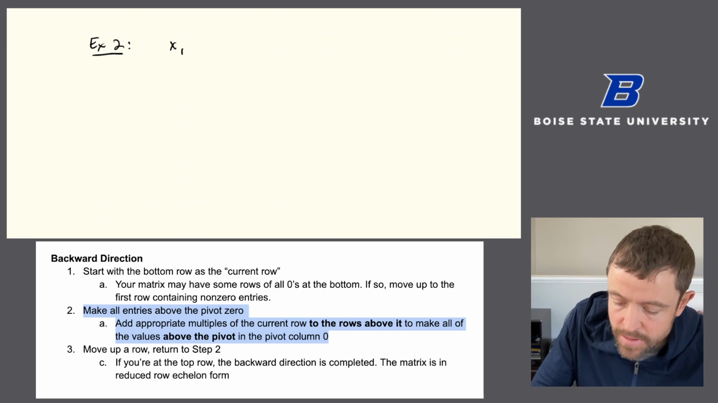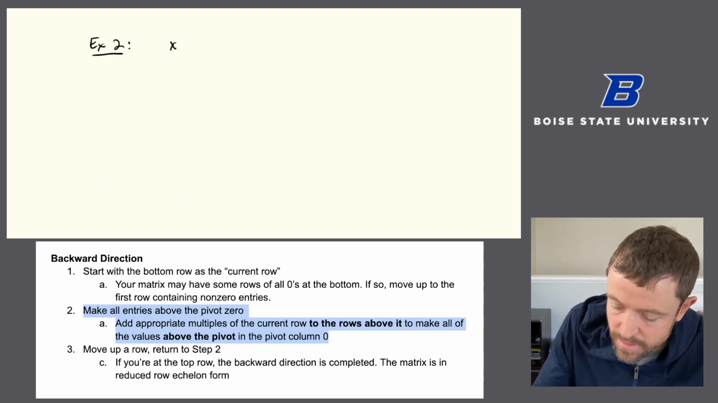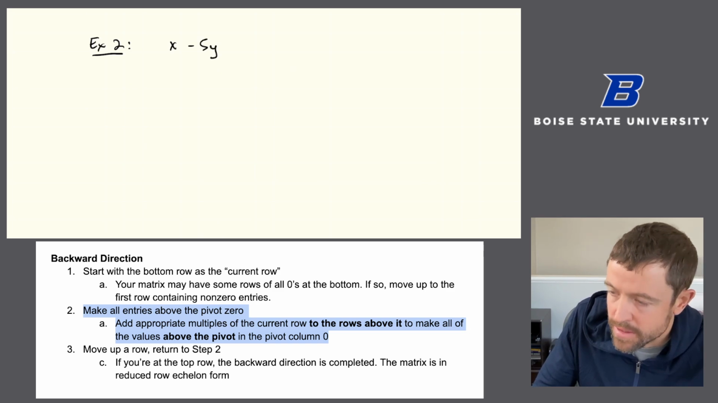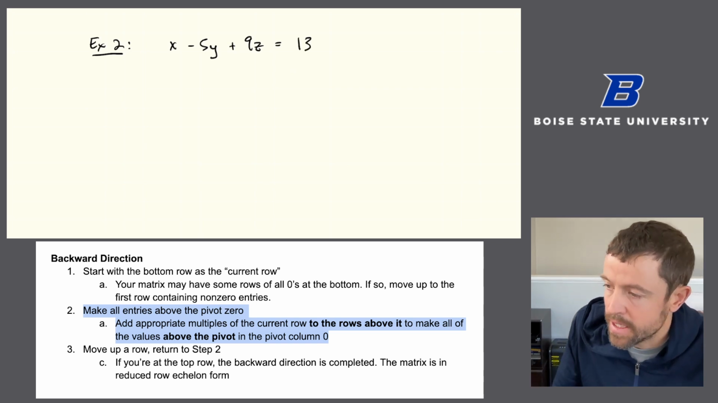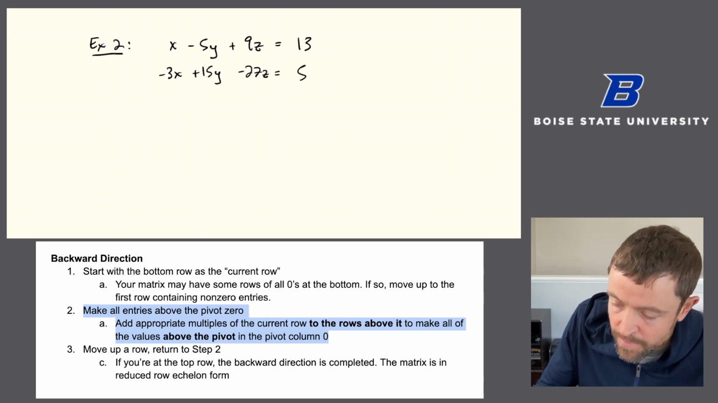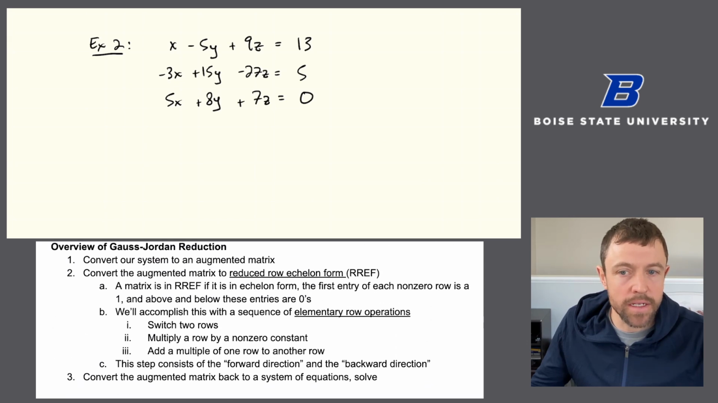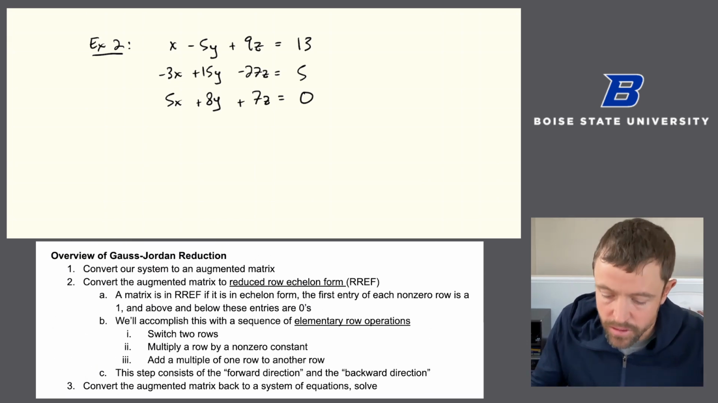So let's say I'm working with this system, let's write these as x, y, and z just to mix things up. So x minus 5y plus 9z is 13, minus 3x plus 15y minus 27z is 5, and 5x plus 8y plus 7z is 0. All right, so step 1, and I'll be quick about this because I want to get to the point where something happens. Step 1, augmented matrix.